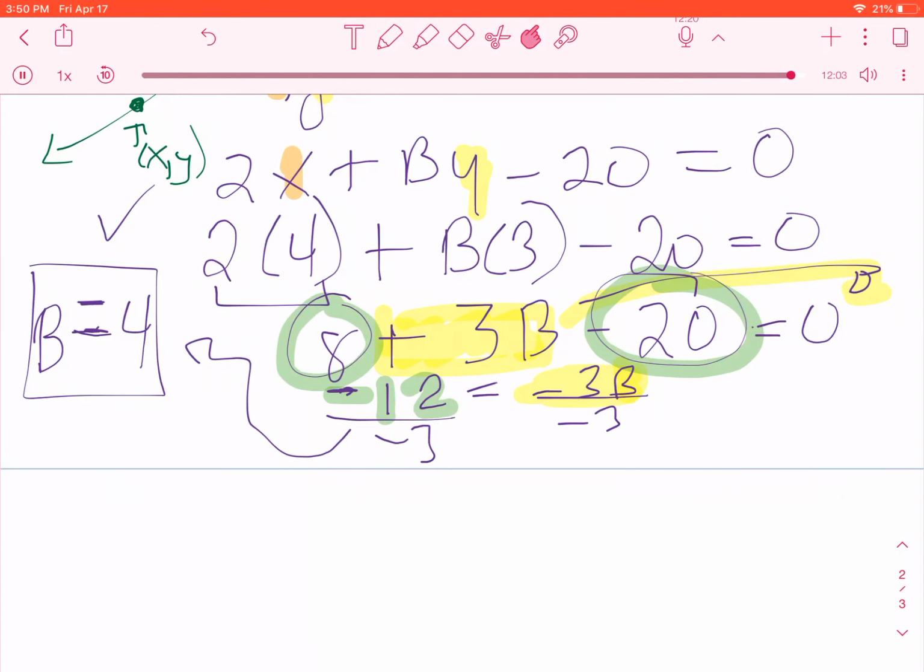Okay, so if you follow those steps, you will successfully be able to convert from standard form to slope form, which is y equals mx plus b.